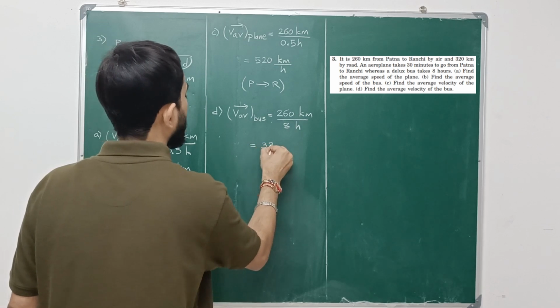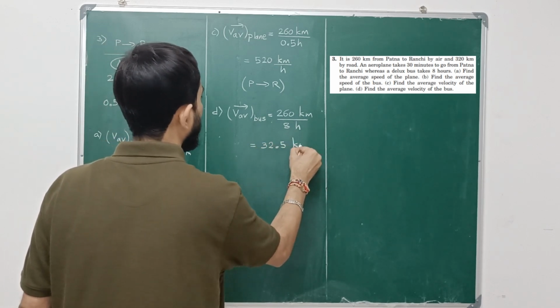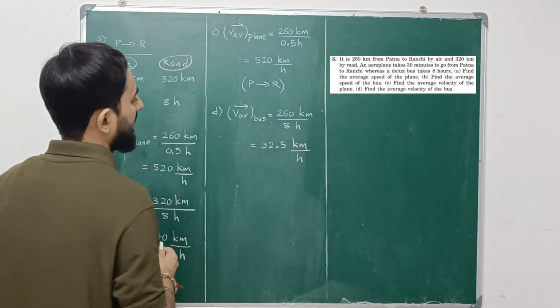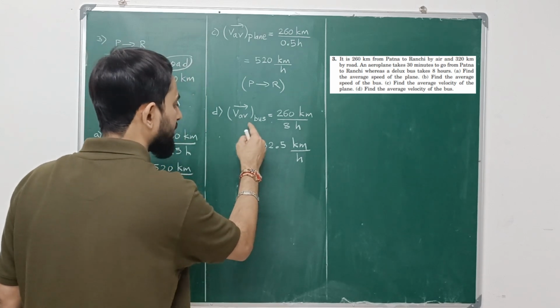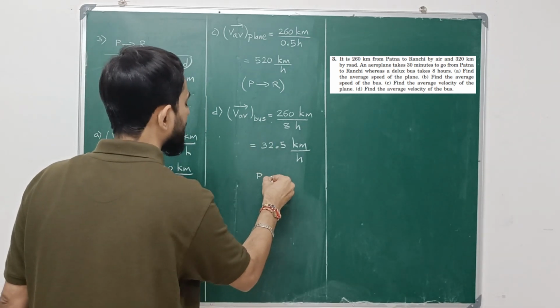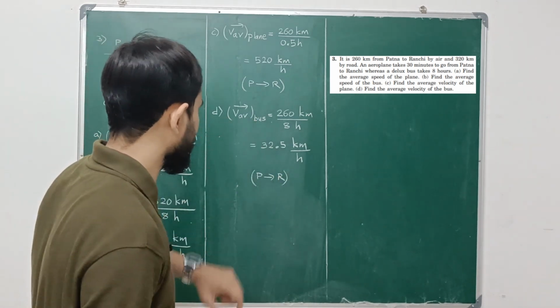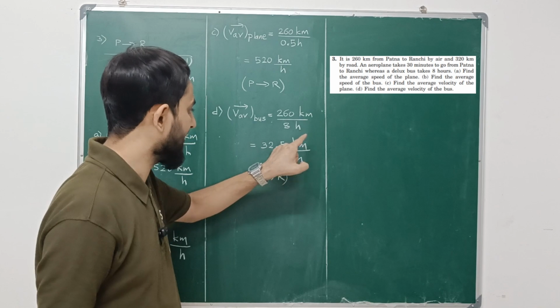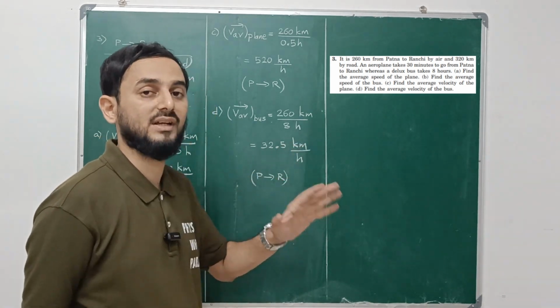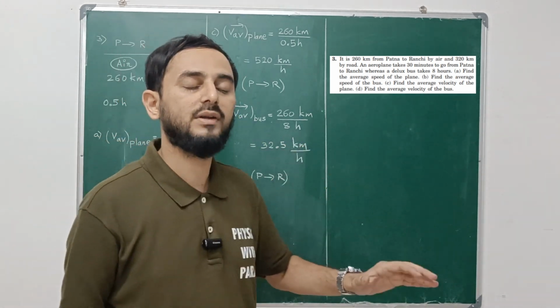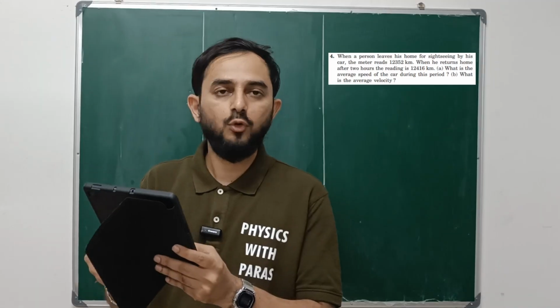This will be 32.5 kilometer per hour, sir. This is the magnitude of average velocity of the bus. Now what about the direction, sir? Patna to Ranchi. Yes sir. So average velocity of the bus is 32.5 km per hour from Patna to Ranchi. Yes, are you following this? Question number 3, students. Question number 4, students.